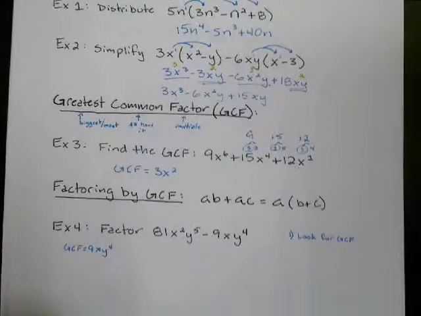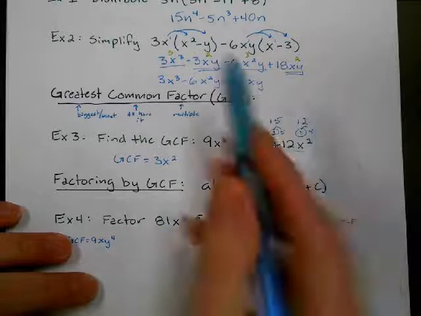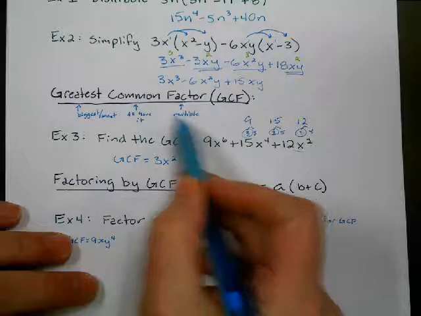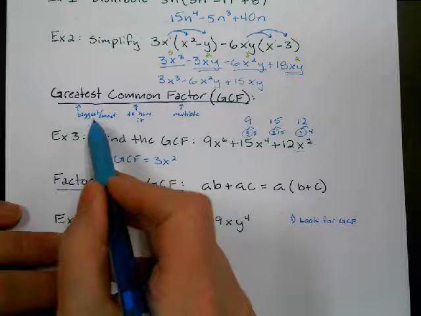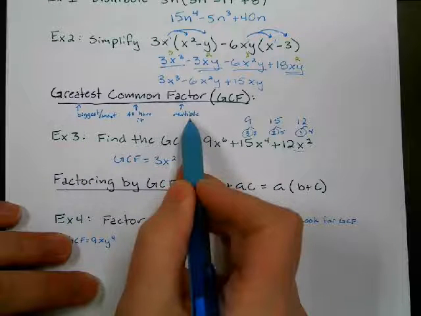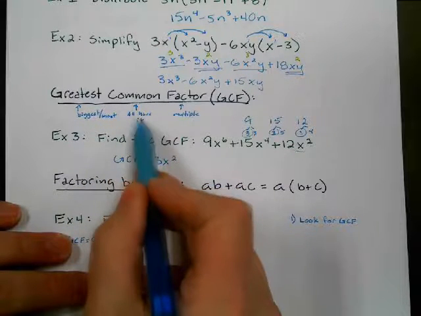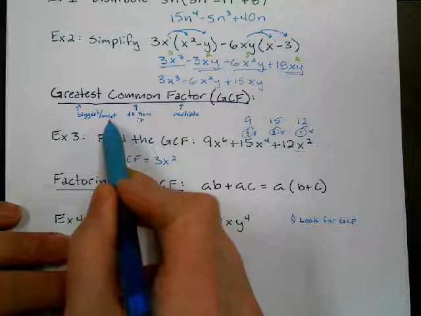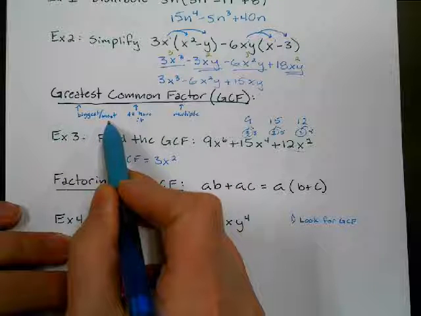All right, that gets us to greatest common factor. So a factor is something that's being multiplied. So what we're looking for is the biggest multiplier that everything has in common. So they all have the multiplier, and it has to be the biggest possible multiplier.